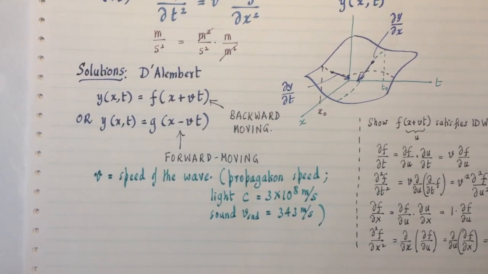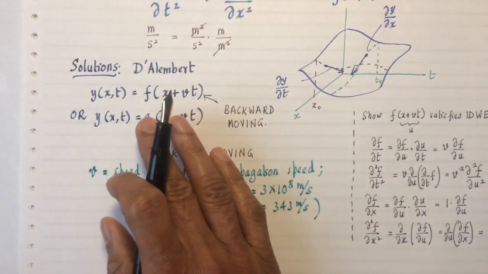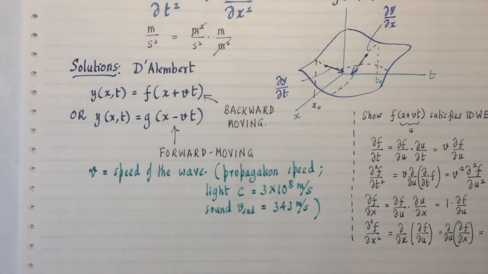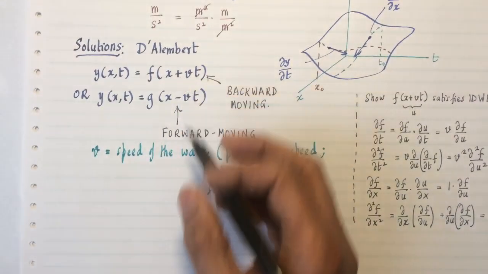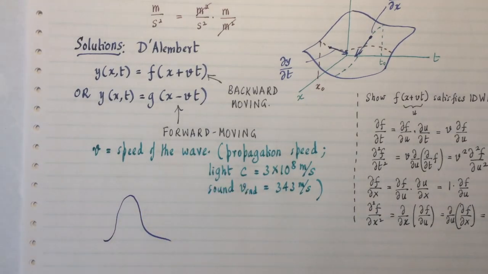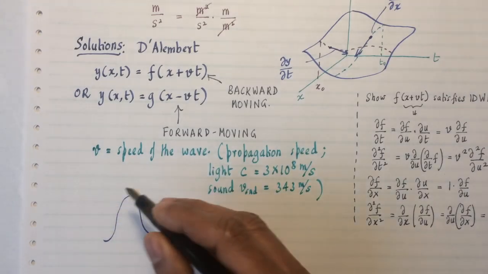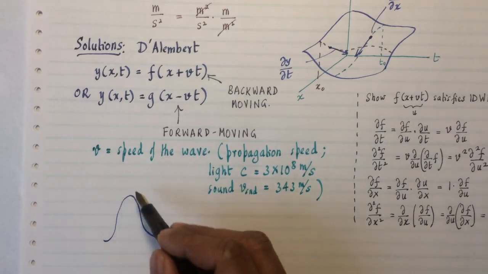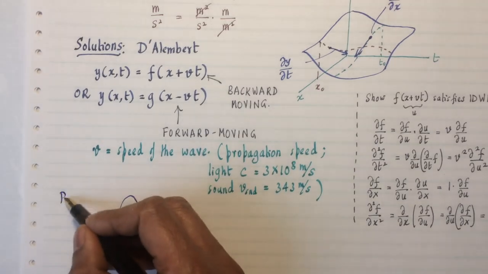Now let's refocus on why the x plus vt solutions are backward moving and the x minus vt solutions are forward moving. Well, that's not very difficult to understand actually. I'm going to think of this f as some random shape. By the way, f and g can be very complicated looking things. I'll give you a couple of examples at the end of the video of what f and or g could look like. But right now, just assume that you can represent f, the shape of f, by this hump. Typically, when you have a solution like this, it's sometimes called a pulse solution.